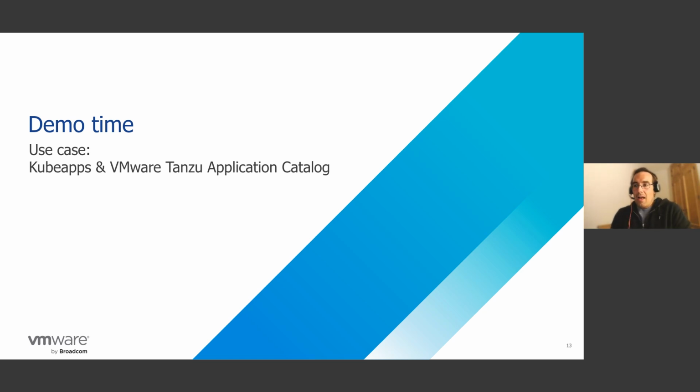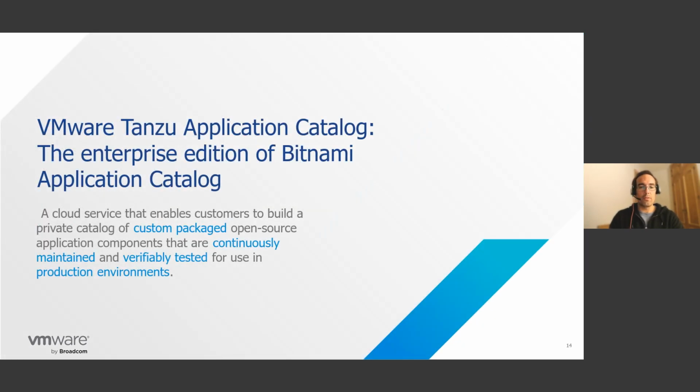And this is what I have for the overview. Let me move and see all of this live. I have selected a use case working with Kubeapps and Tanzu Application Catalog. So I've been talking about Kubeapps for a while. So let me introduce Tanzu Application Catalog so you have more information about it.